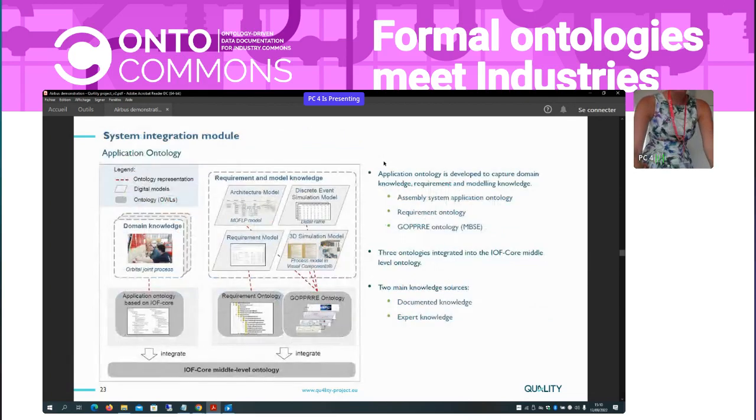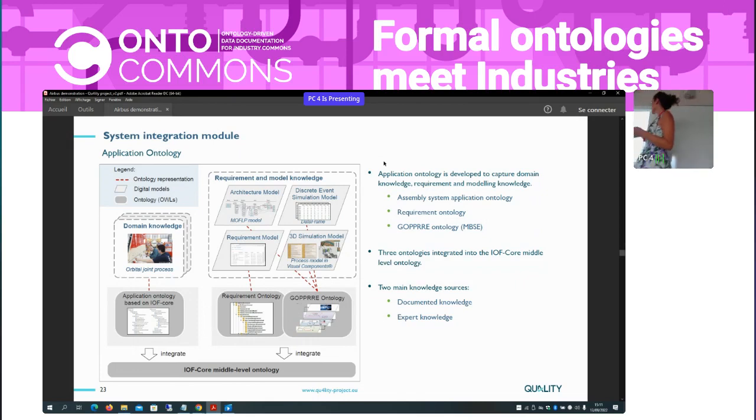To go into that application ontology: it was developed to capture domain knowledge, requirement, and modeling knowledge. Here it was domain knowledge of what the orbital joint process looks like, a requirement ontology to manage the requirements, and the GeoPBR ontology to manage the modeling knowledge. All of it is integrated using IOF core. Tomorrow we will have a deep dive session on this connectivity in the IOF session, so if you have specific questions, we will go into specific details with our colleagues.